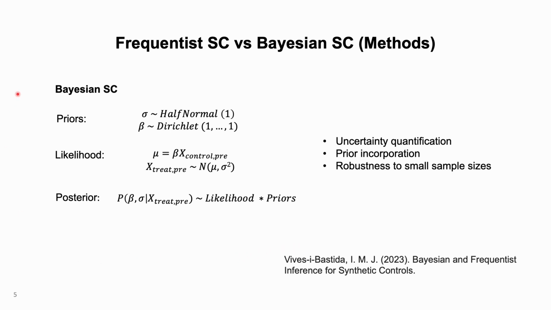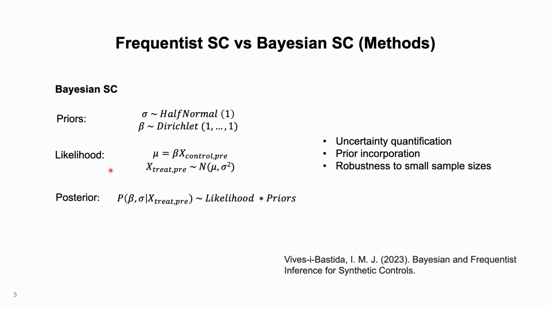Specifically, in our Bayesian synthetic control model, in the priors, we include sigma, which follows a half normal distribution to ensure it's greater than 0. And for the beta coefficients, we let them follow the Dirichlet distribution, which is a very commonly used prior for constrained weights with sum equal to 1 and each weight greater than 0.